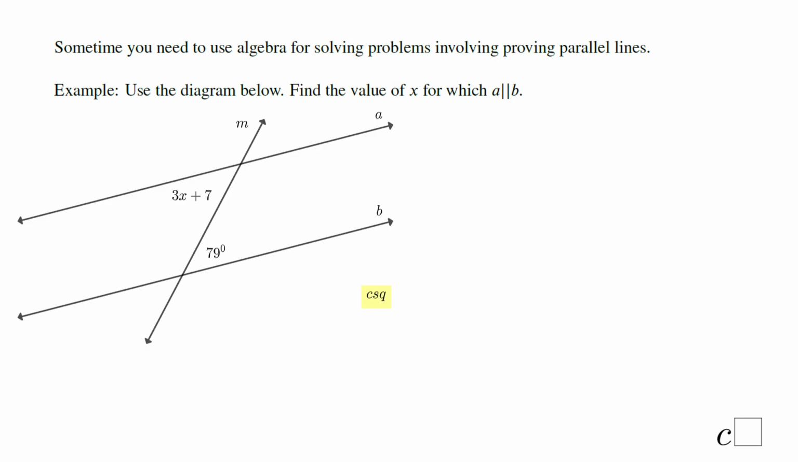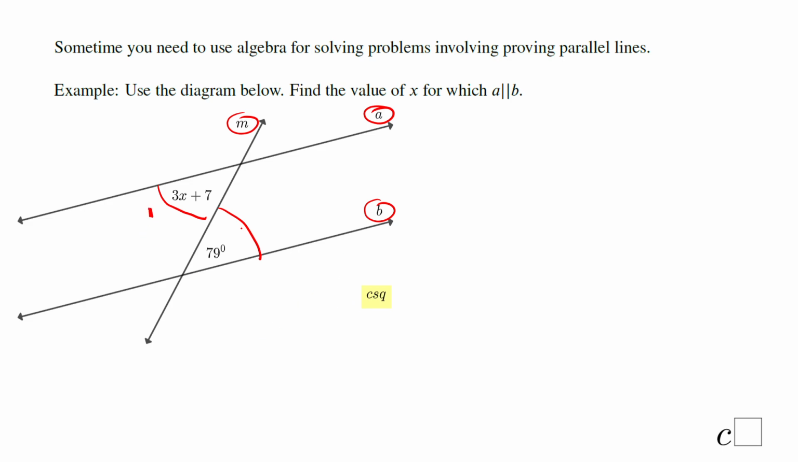On the next problem, we have to find the value of x for which these two lines are parallel. So we need to prove these two lines, A and B, are parallel. Obviously, M is the transversal. What kind of angles are these two angles? One is on one side of the transversal, the 3x plus 7 is on the left side, and 79 degrees is on the other side of the transversal. They are both interior angles.